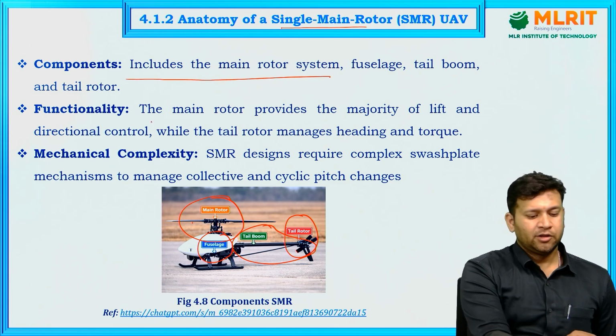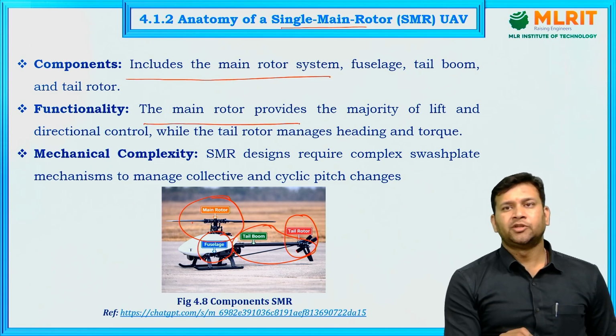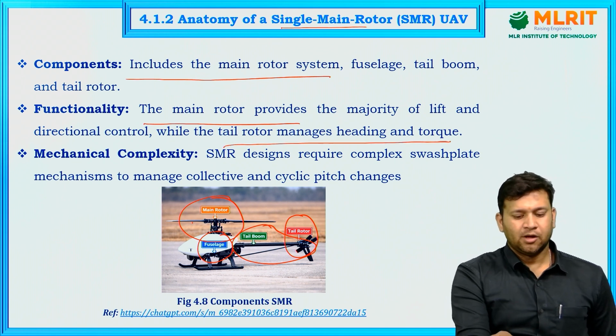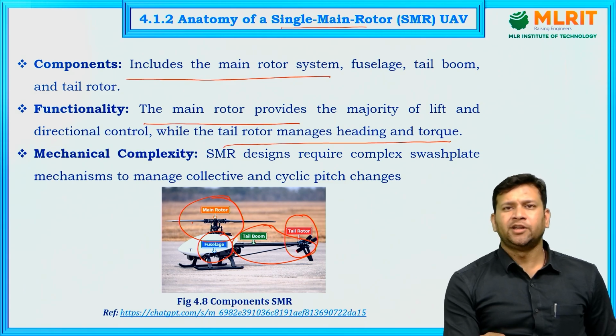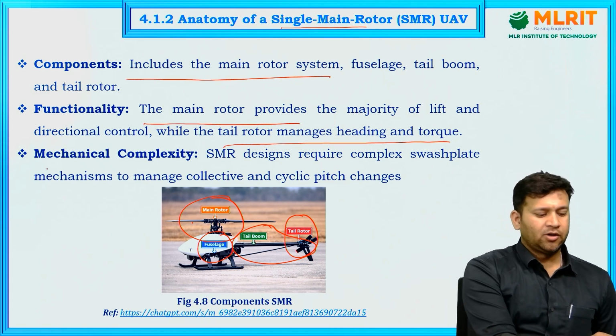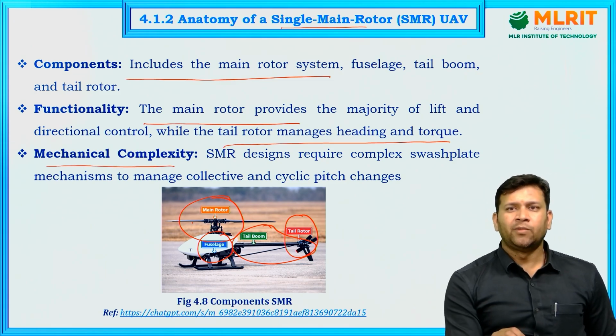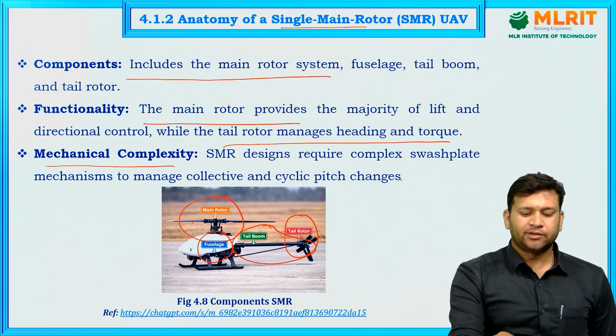Functionality: the main rotor provides the majority of lift and directional control, while the tail rotor manages heading and torque. Heading, the direction, is being controlled using the tail rotor in this case. Mechanical complexity: the single main rotor design requires complex swash plate mechanisms to manage collective and cyclic pitch changes.